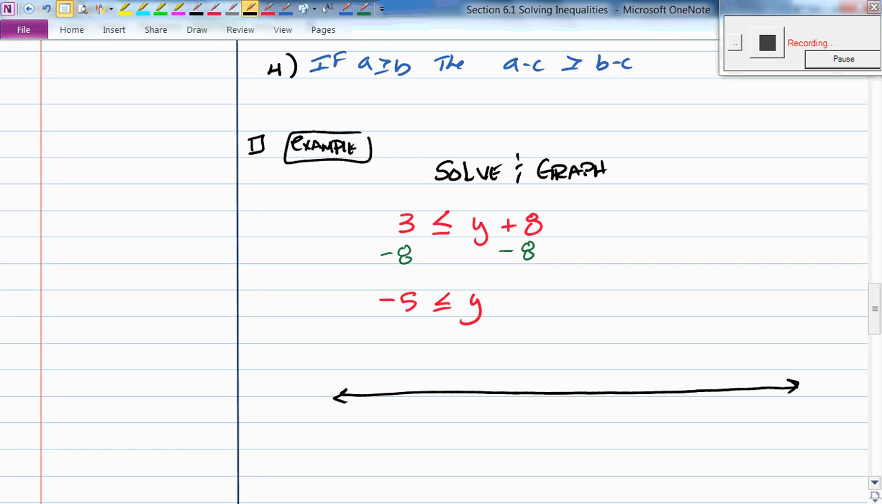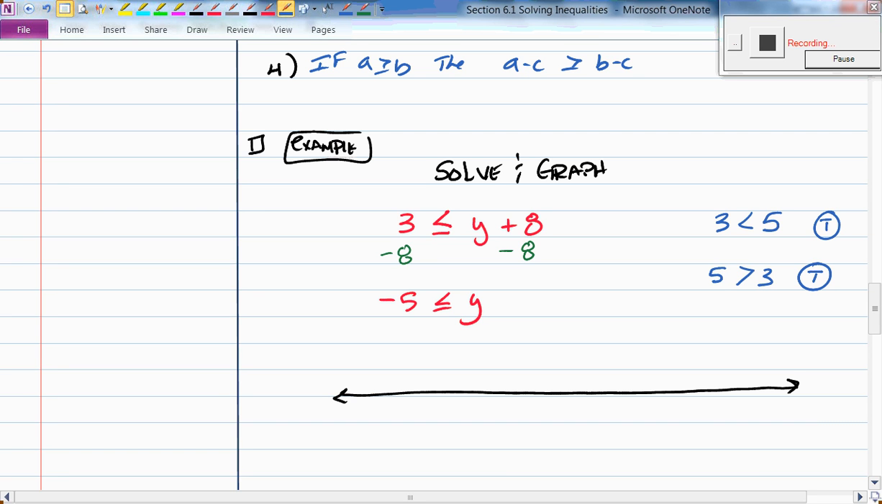Negative 8? Okay. Now, before we graph this, I want to ask you a question. Is 3 less than 5? Is that a true statement? True or false? True. 3 is less than 5, right? Is 5 greater than 3? True or false? True.